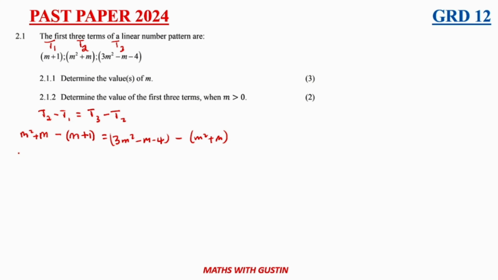All right, let's simplify here. M squared plus m minus m minus 1 is equal to 3m squared minus m minus 4 minus m squared minus m. All right, m and m would cancel out.